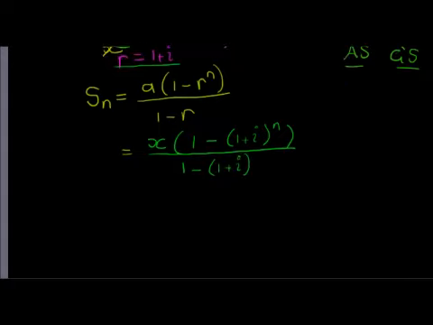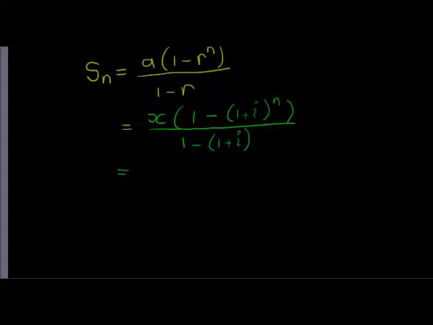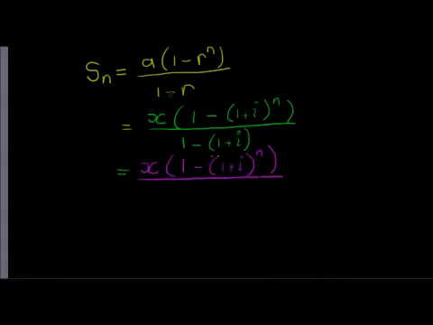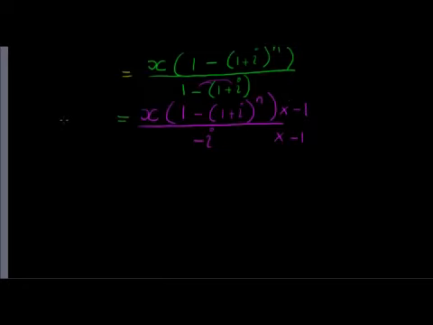Now this can simplify just a little bit, and let me show you what the final product looks like. So we have x times 1 minus 1 plus i to the power of n, divided by, in the denominator, the negative gets distributed, so we have 1 minus 1, which is 0, and in the denominator, negative i. Now, just so that we can get rid of the negative i in the denominator, let's multiply with a negative 1 numerator and denominator, and that gives me my final.